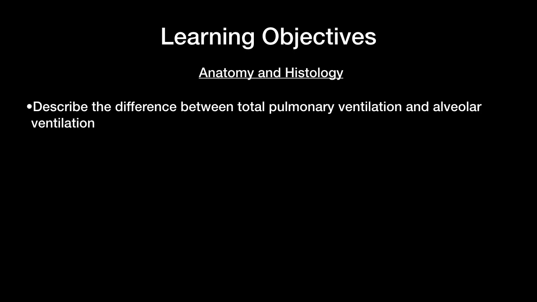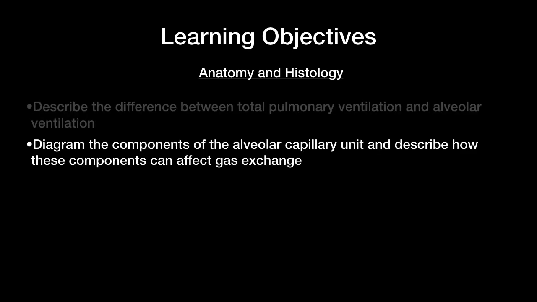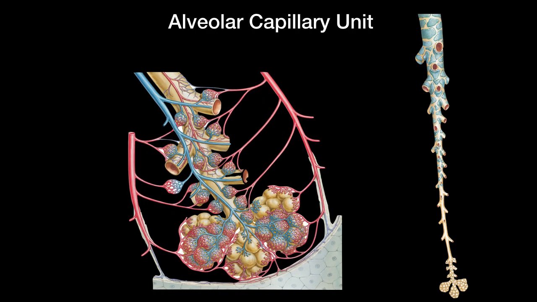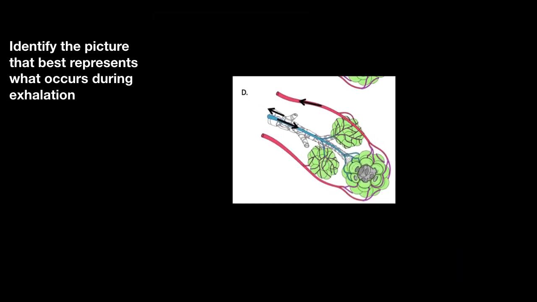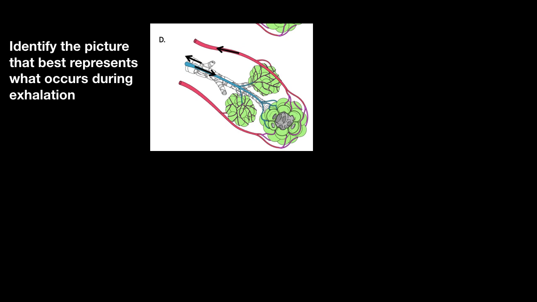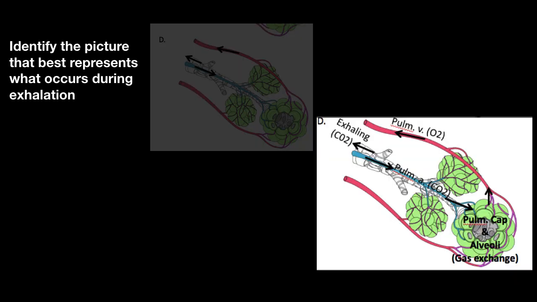So we've talked about the difference between total pulmonary ventilation and alveolar ventilation, and now let's go on to diagram the components of the alveolar capillary unit and describe how these components can affect gas exchange. Back to this illustrated version of the respiratory tract, and let's focus back in on the alveolar capillary unit. Let's go into a little more detail. Now I want you to pause the tape and identify the picture that best represents what occurs during exhalation. During exhalation, what occurs is D, and let's look at that in more detail.